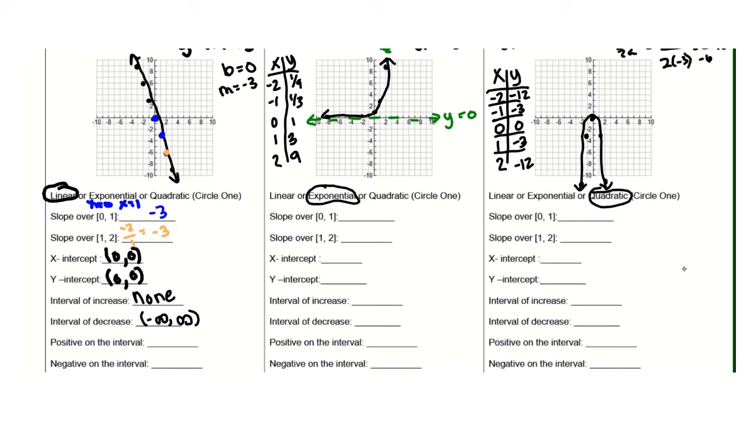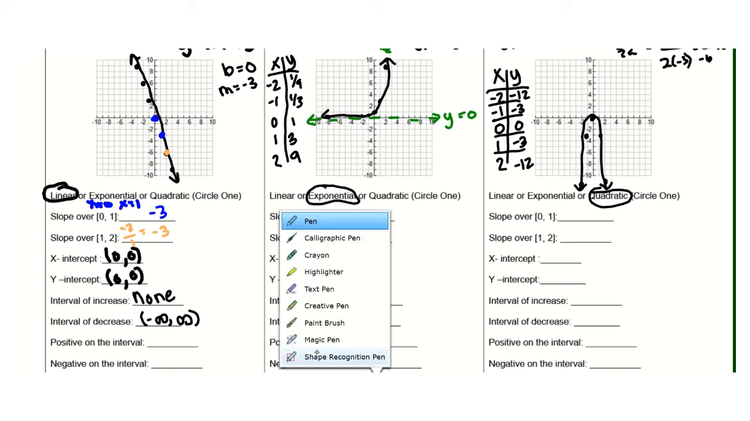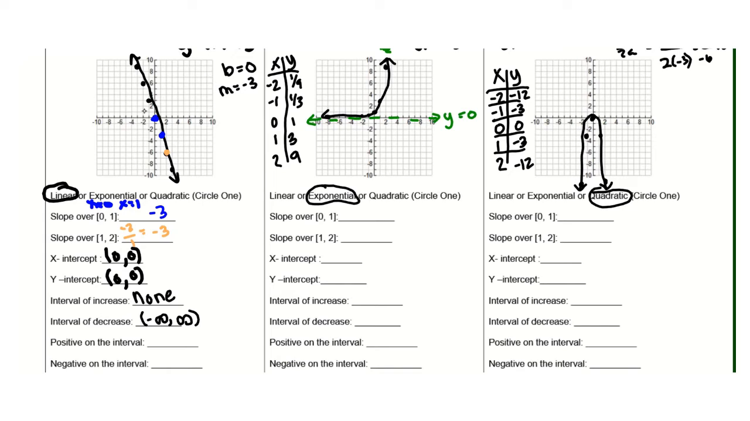Positive and negative over the interval. Again, when we're talking about positive and negative intervals, we're always talking about your x values. So we're saying for what x values are your y values positive, and for what x values are your y values negative. Your graph is always positive above your x-axis because this is where your positive y values are. Your graph is always negative below your x-axis because this is where your y values are negative. So we're positive above the x-axis and we're negative below the x-axis.